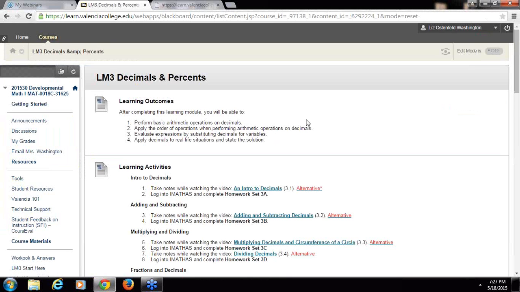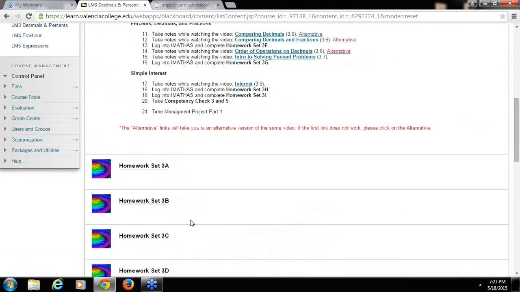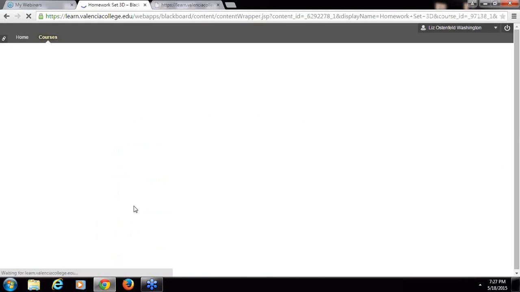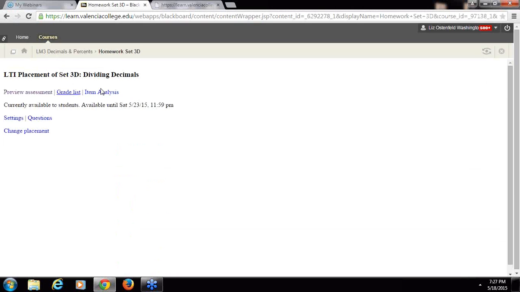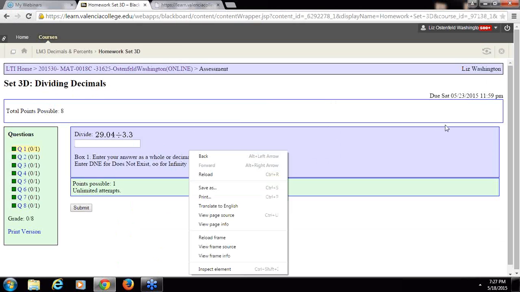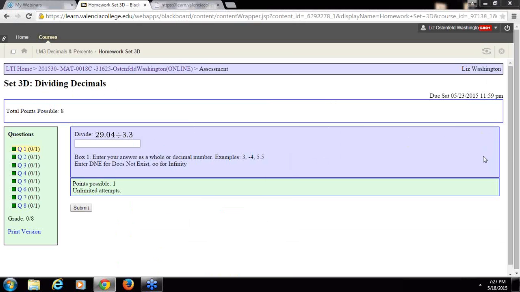Let me go back. And we were on D, I believe, right? And we were about to do some division. Okay. It gave us a different problem, but that doesn't matter. Okay. We have 29.04 divided by 3.3. So like I said before, it's very important to make sure you actually put everything in the right place.